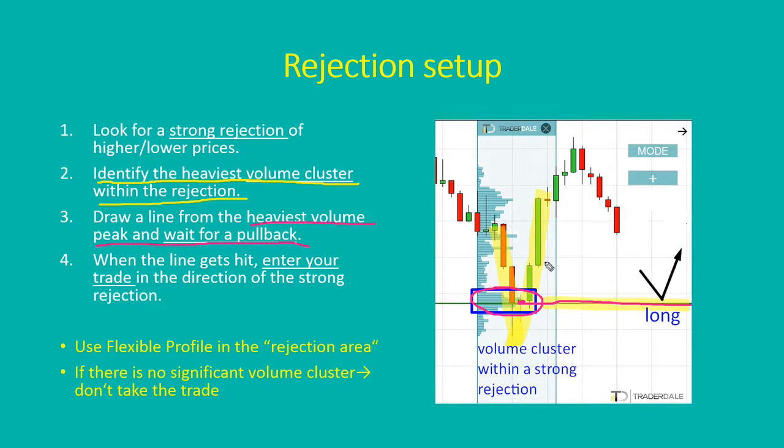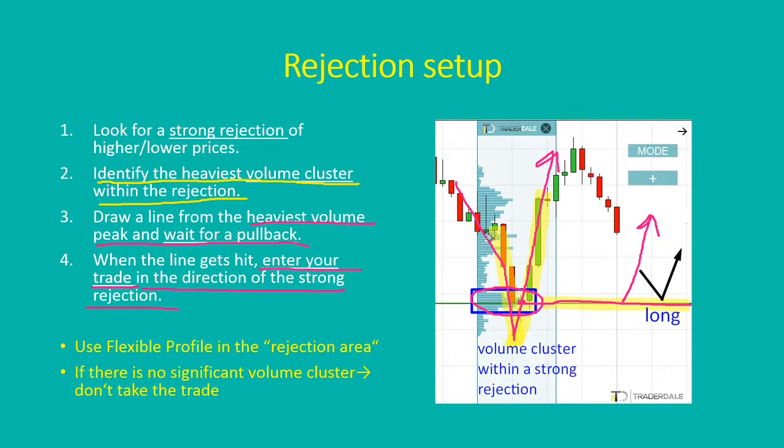And when the price makes it back to the level again, when there is a pullback to the significant volume cluster, you enter your trade, which will be in the direction of the strong rejection. So this is a rejection of lower prices. And for that reason, you'll be entering a long from there.